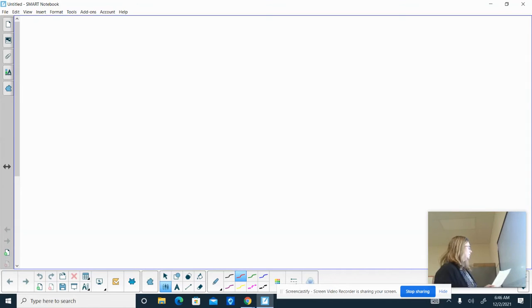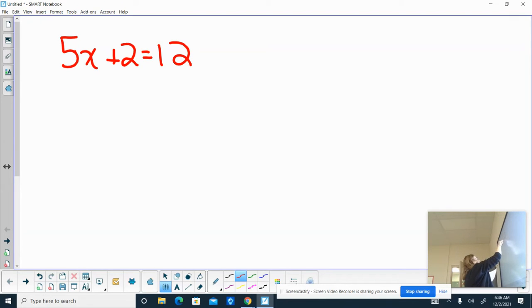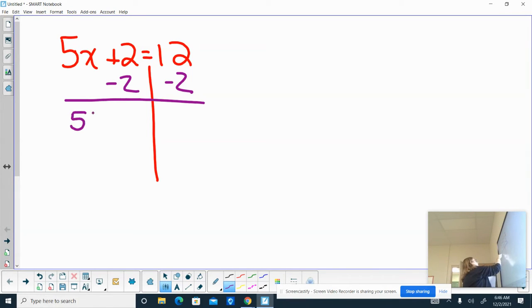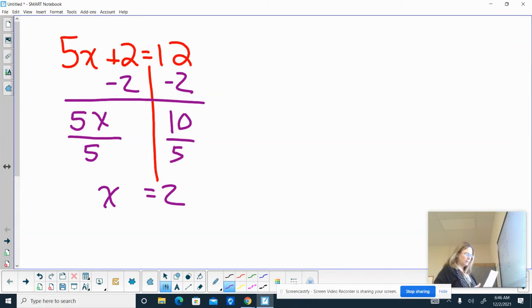Here we go. Here's a two-step problem. All right, so what you want to do is subtract 2 from each side and then divide by the coefficient. So you get x equals 2. Okay? I'm going to show you a two-step with a fraction.